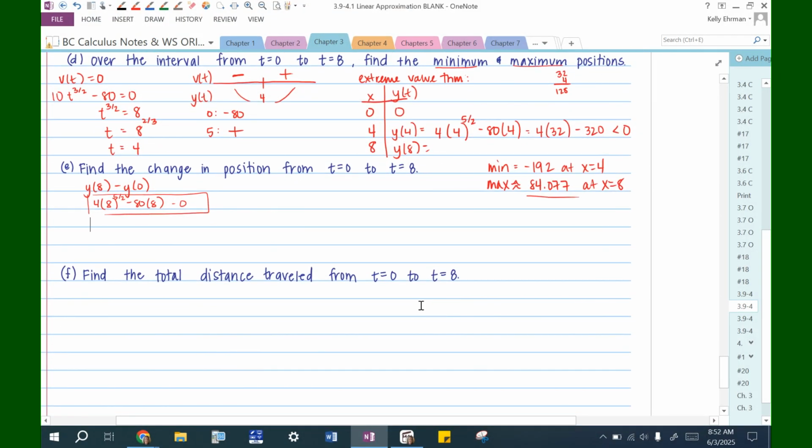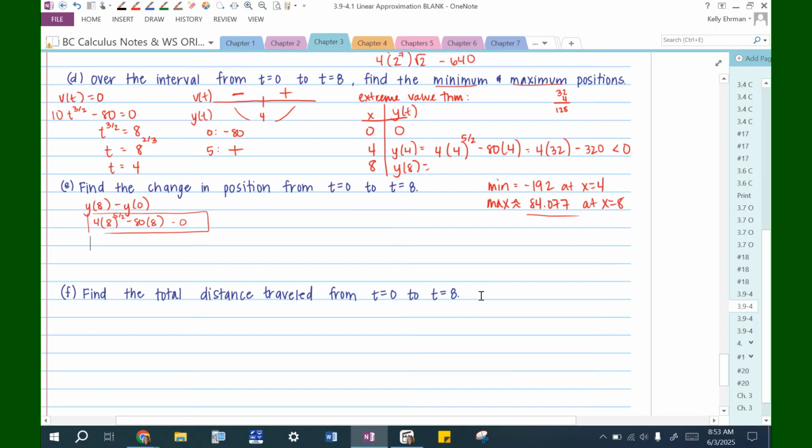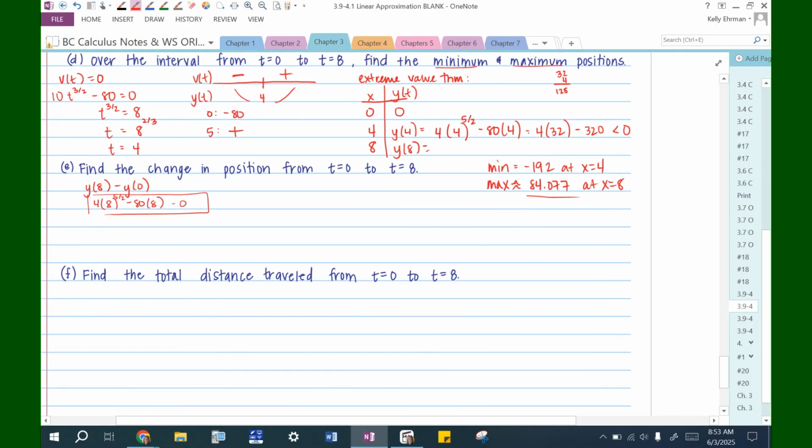Find the total distance traveled from 0 to 8. So now that we know that from 0 to 4, y of t is decreasing, we would just need to say, okay, from 0 to 4, we can think of this two ways. Instead of saying y of 0 minus y of 4, we can just put an absolute value around that or subtract it the other way. But we know that if we're going from 0 to negative 192, that's a distance of 192. And then we're adding to that y of 8 minus y of 4.